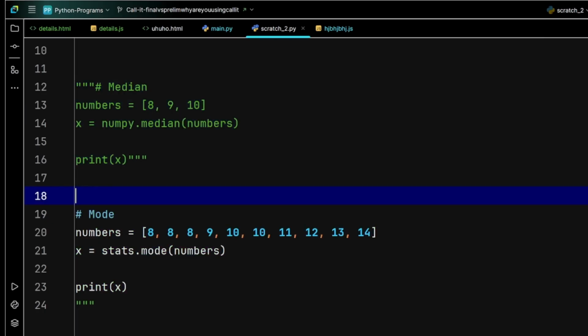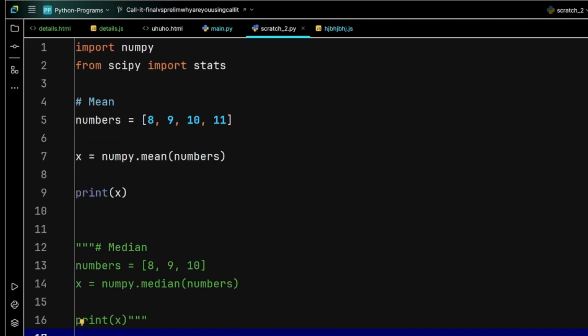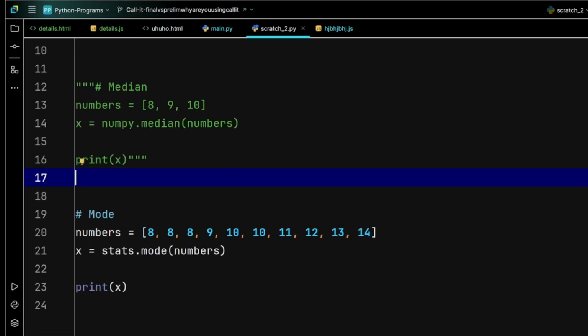And then last but not least, here we have mode. Here we took a few more numbers. Mode is the number that repeats the most, so the mode of any data set or group of data is the one that comes the most number of times. Here you can see we have 8 three times, the rest of the numbers one time, and 10 occurring two times. So 8 will be the mode. Here we're using stats.mode, and for that we had to import stats from SciPy.